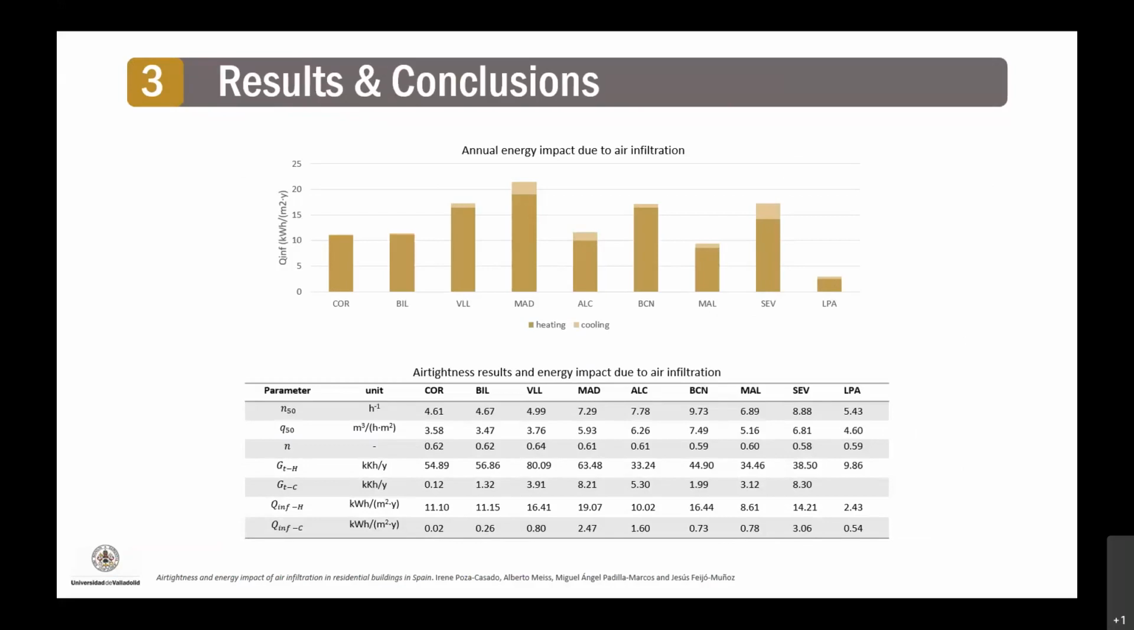Values of up to 19 kilowatts-hour per meter square a year were obtained in the case of Madrid, while in areas with milder climates such as the Canary Islands, the value is limited. In the case of the cooling demand, the energy impact of air infiltration is lower, with maximum values of 3 kilowatts-hour per meter square a year in the case of Sevilla. In other locations with oceanic climates such as A Coruña or Bilbao, it becomes negligible.